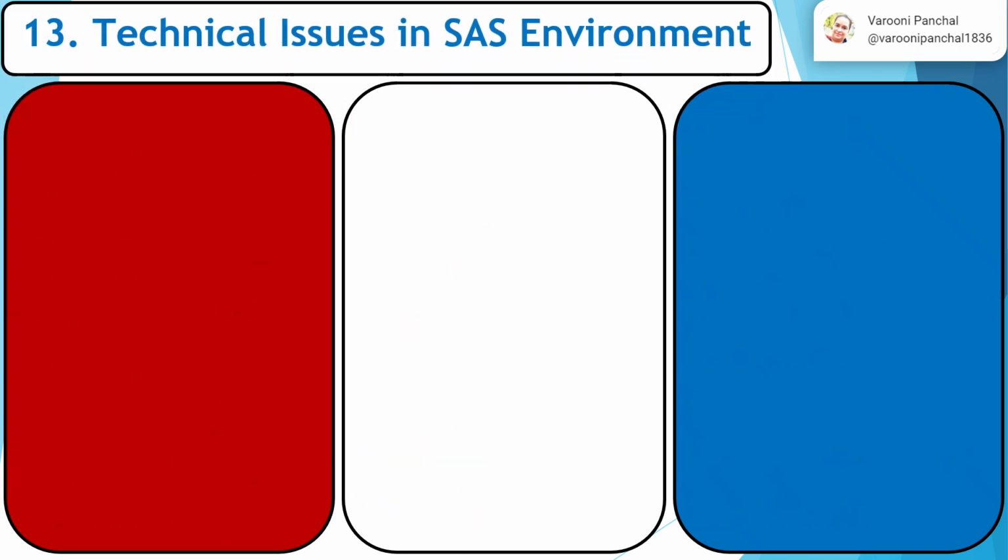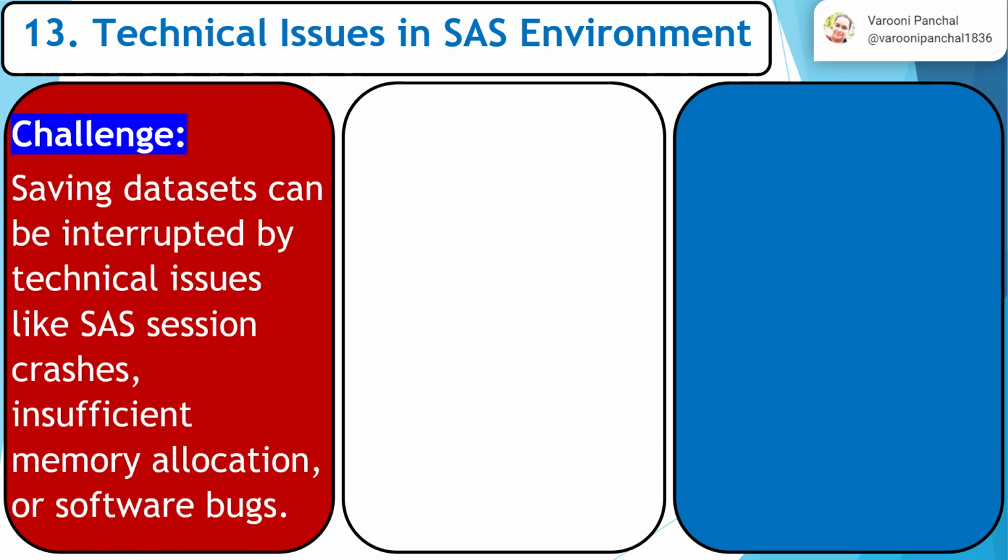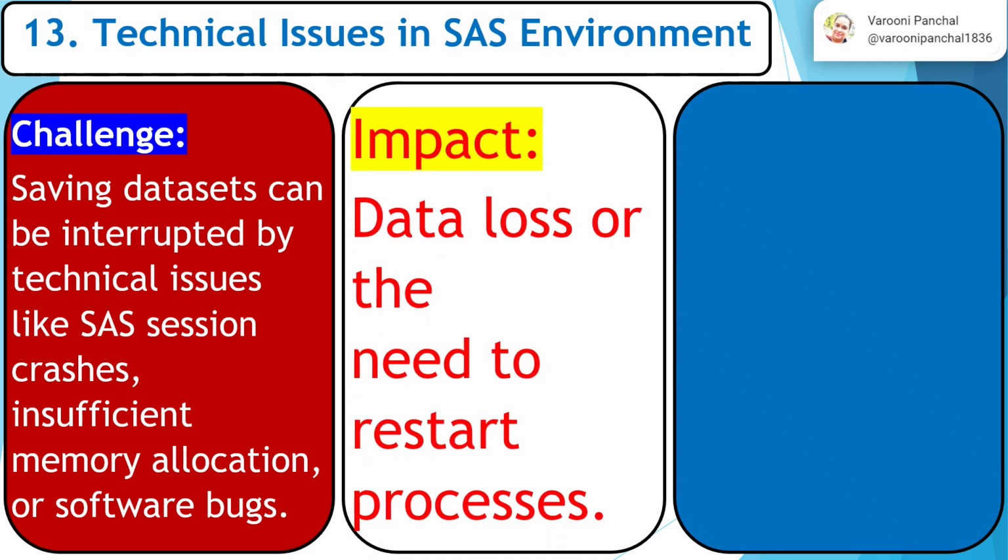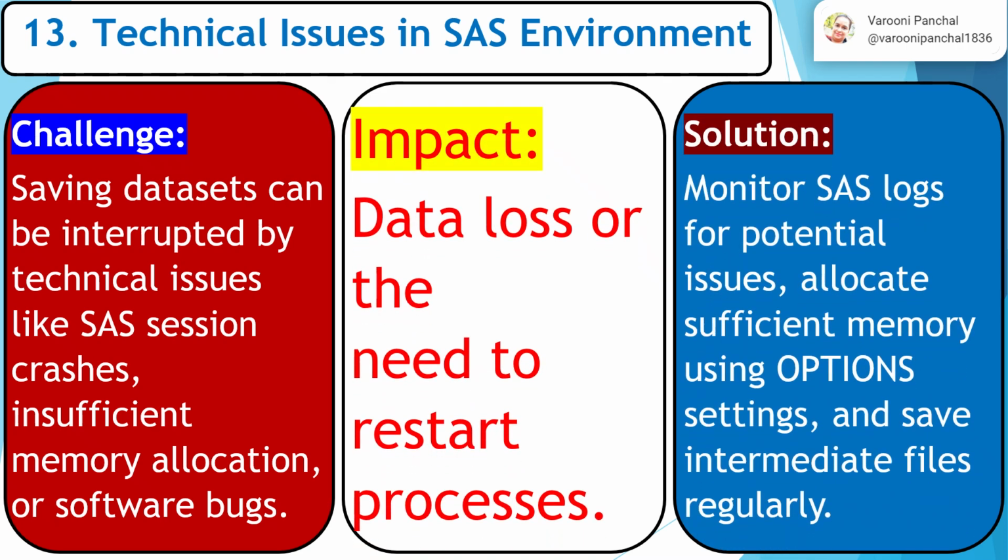Number 13. Technical issues in SAS environment. Challenge: saving datasets can be interrupted by technical issues like SAS session crashes, insufficient memory allocation, or software bugs. Impact: data loss or the need to restart processes. Solution: monitor SAS logs for potential issues. Allocate sufficient memory using options settings and save intermediate files regularly.